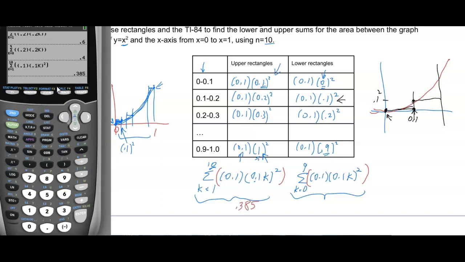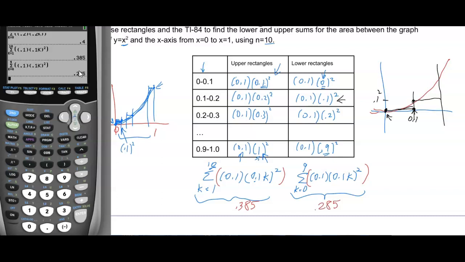That's like the largest, an upper bound on the estimate. Now I'm going to do lower rectangles. I'm just going to copy and paste this because I know the only thing I need to change is this to 0, and then the maximum k value to 9, and then I just hit enter, and it's 0.285. So that's the lower bound of it.